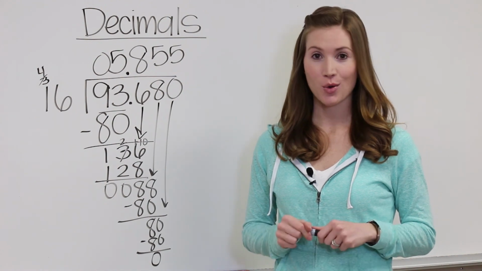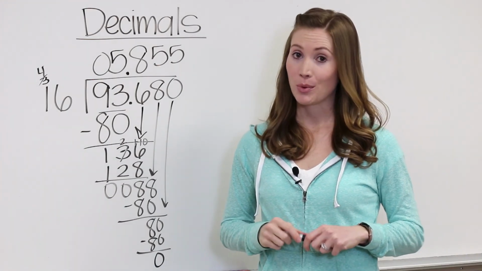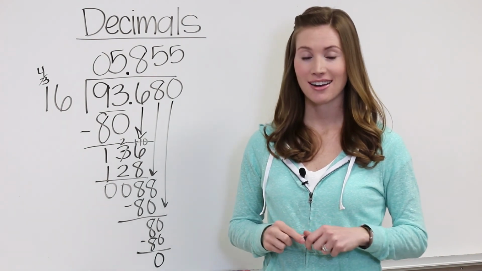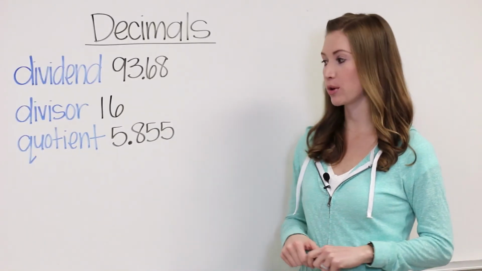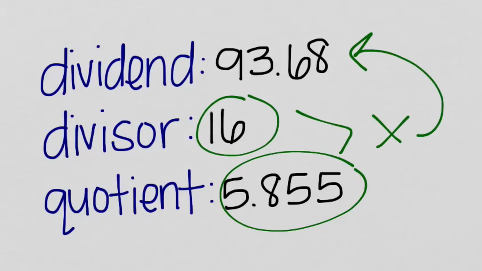Let's read our final quotient together. 5 and 855 thousandths. Now remember, when you're doing division, you should always check your work with multiplication. Let's check our work together. Now to check our work, we're going to multiply our quotient and our divisor. And when we do so, we should get our dividend.